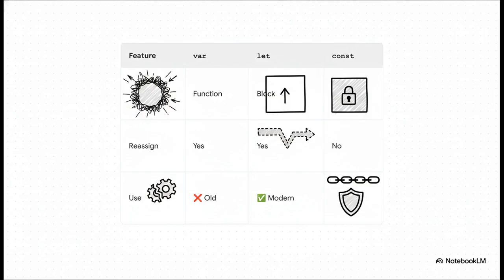In the first row, scope is everything. Let and const are what we call block scoped. It means a variable made inside curly braces, like in an if statement, only exists inside those braces. It's like a secret that's only known in one room. The second you leave that room, it's gone. Var, though, can sometimes leak out of those rooms, which can cause really weird bugs. This predictability is exactly why let and const are the standard now. They're just so much safer.